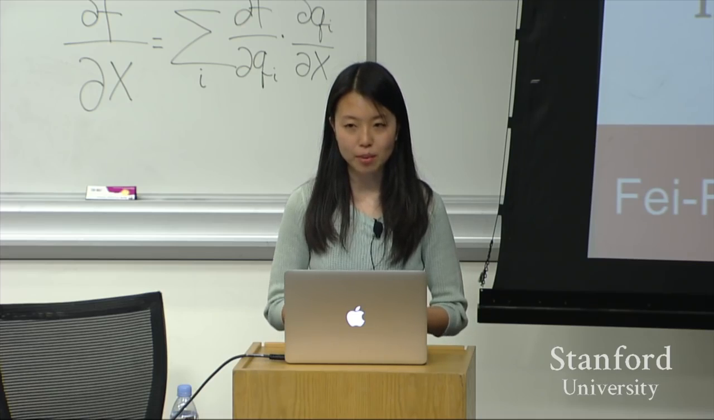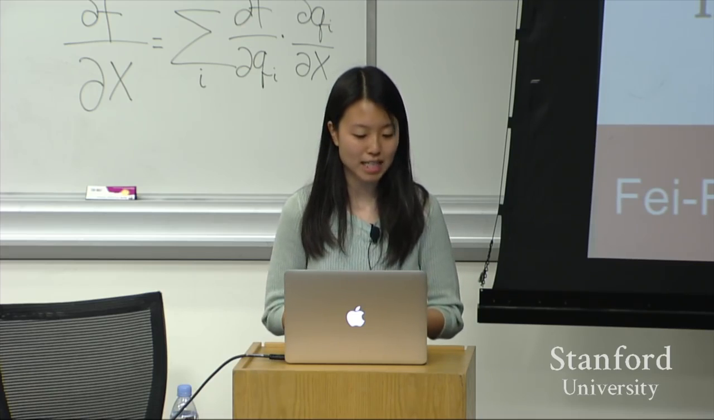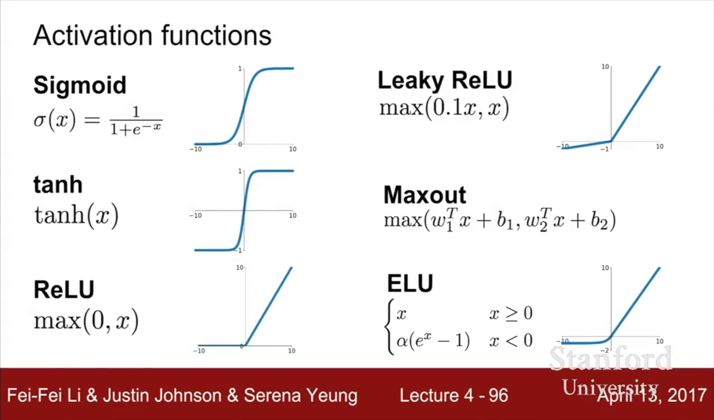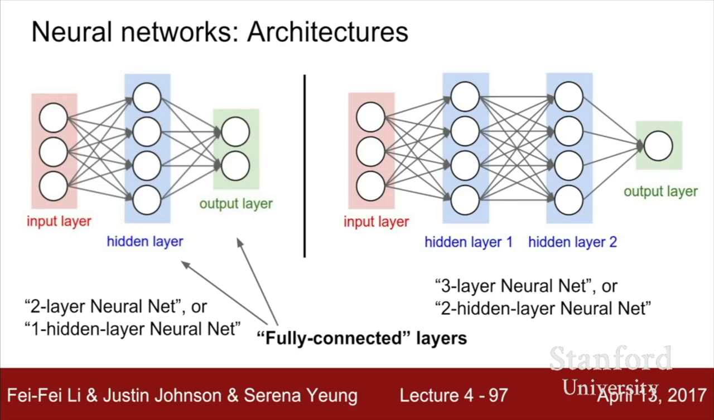Okay, so we talked about how there are many different kinds of activation functions that could be used. There's the ReLU that I mentioned earlier. And we'll talk about all of these different kinds of activation functions in much more detail later on, including the choices of these activation functions that you might want to use. And we'll also talk about different kinds of neural network architectures.